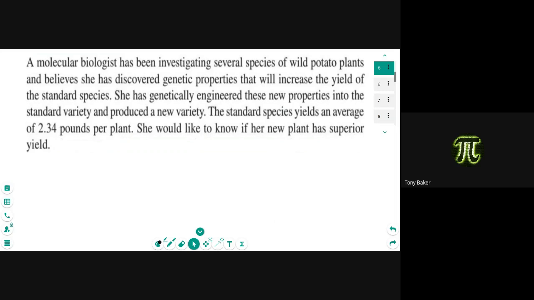All right, so a molecular biologist has been investigating several species of wild potato plants. She believes she's discovered genetic properties that will increase the yield of the standard species. She has genetically engineered these new properties into a standard variety and produced a new variety. The standard species yields an average of 2.34 pounds per plant.